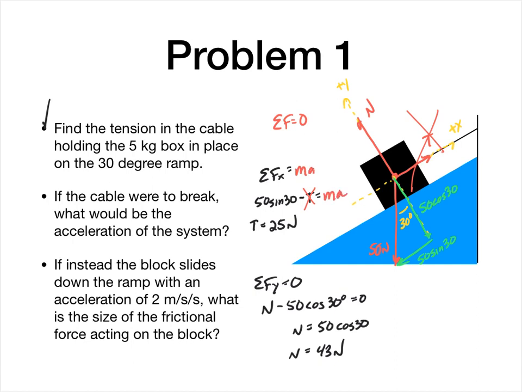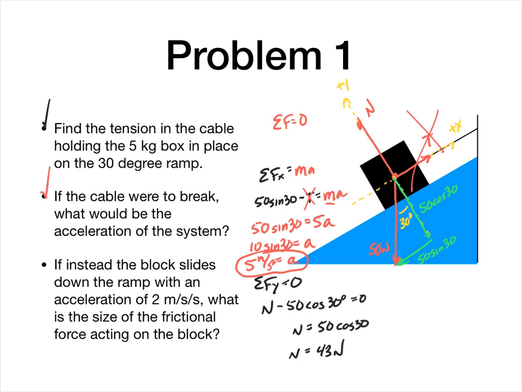So, how does that change this? It means 50 sine 30 equals m, which is 5, times a. So a equals 10 sine 30, or a equals 5 meters per second squared. Yippee, that's the new answer.